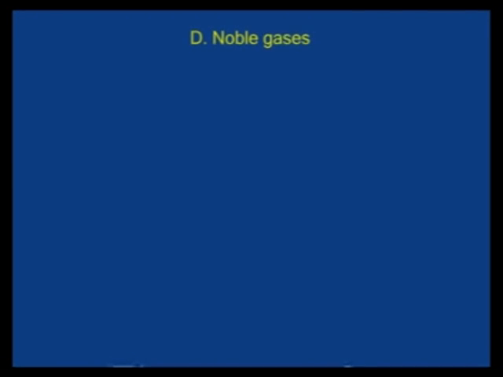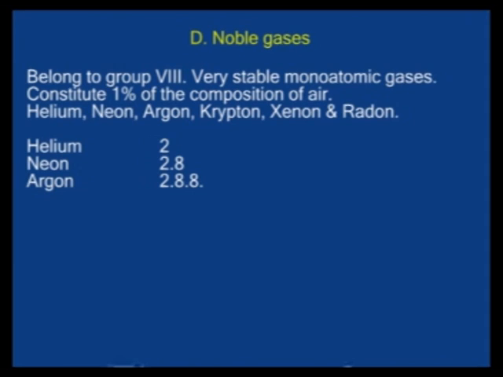The last family of elements belong to the last group of the periodic table, at the very right end of the periodic table. They are called noble gases. Elements in group 8 are noble gases. They are very stable gases with little tendency to react. Well, there's nothing much to say about these elements, but let's look at them anyway.